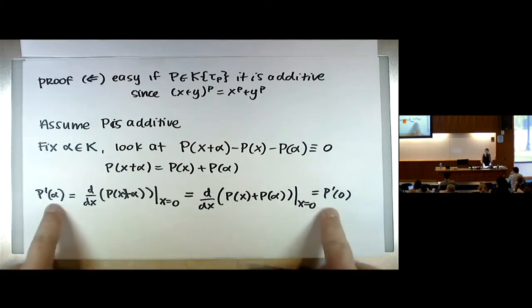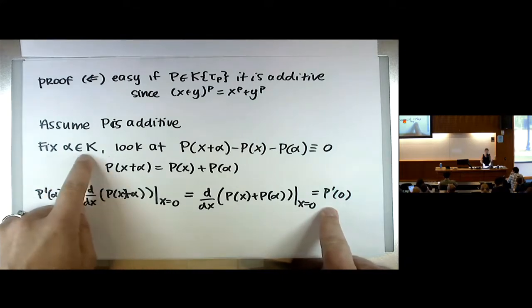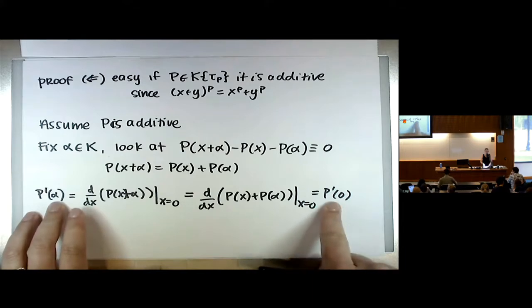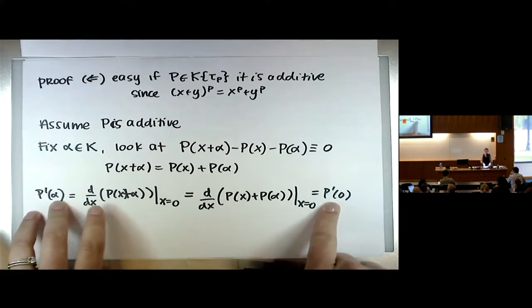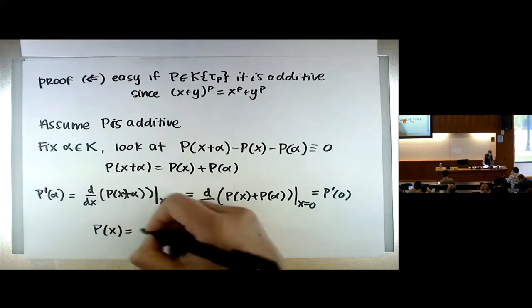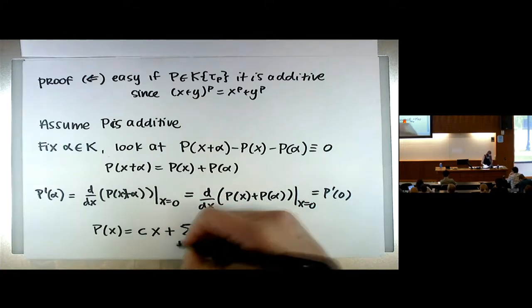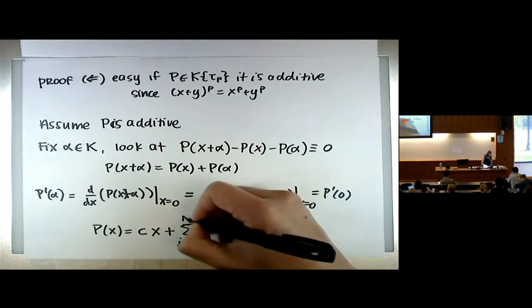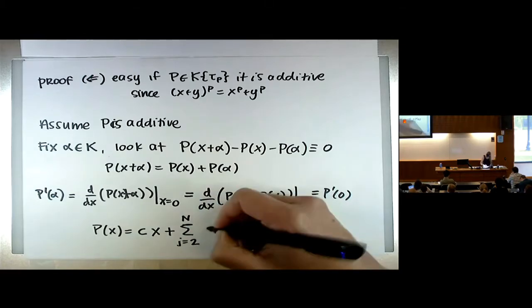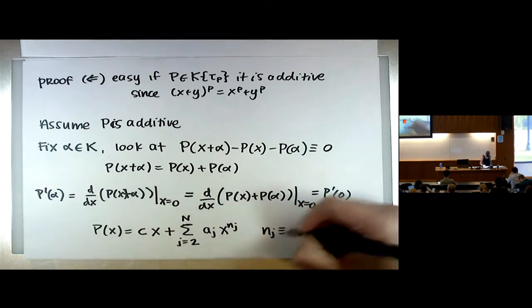So what I get on either side, right, is that for any alpha in my field, the derivative at alpha is the derivative at 0. So the derivative is a constant. And if we were in characteristic 0, that would mean that P of x was some constant times x. But we're in characteristic p, so it doesn't mean that. Okay? It means that there's a bunch of other terms, but n_j is always 0 mod p.